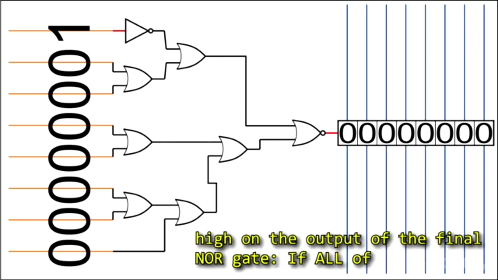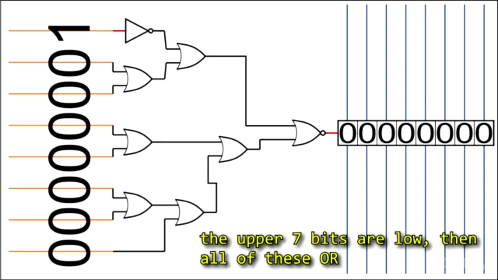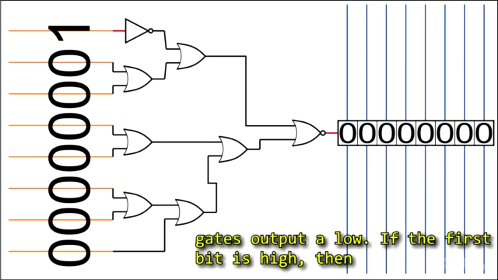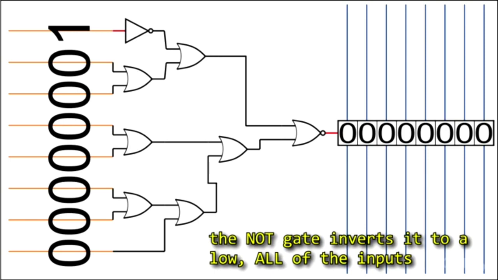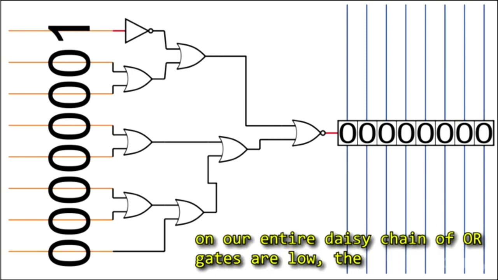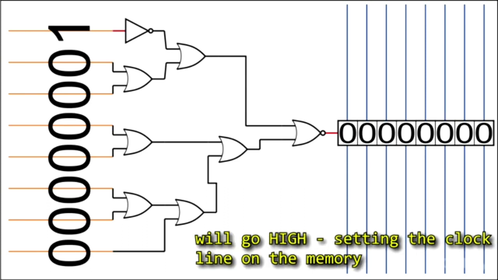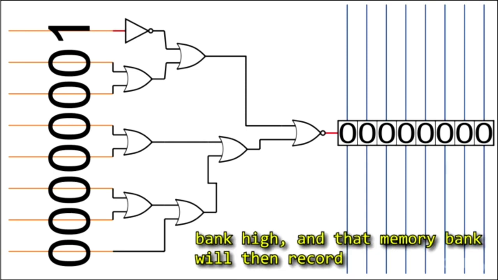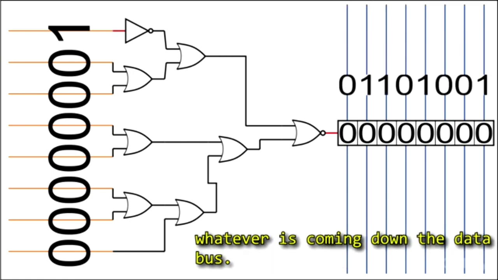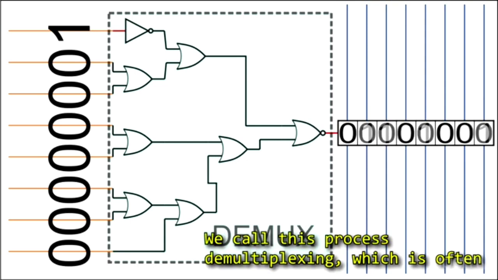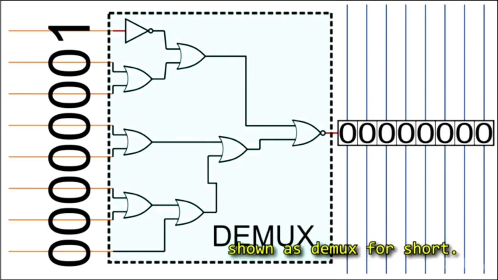If all of the upper 7 bits are low, then all of these OR gates output a low. If the first bit is high, then the NOT gate inverts it to a low. All of the inputs on our entire daisy chain of OR gates are low. The inputs on the final NOR gate are low, so the output will go high, setting the clock line on the memory bank high, and that memory bank will then record whatever is coming down the data bus. We call this process demultiplexing, which is often shown as demux for short.